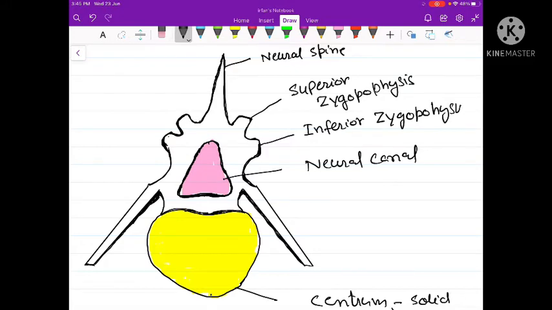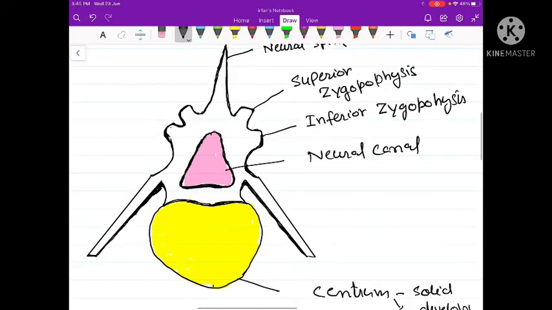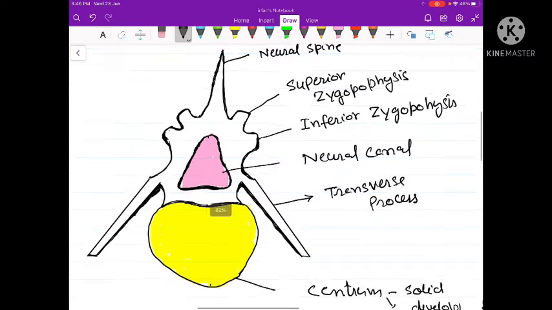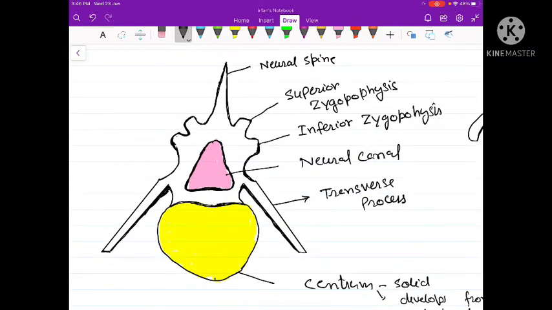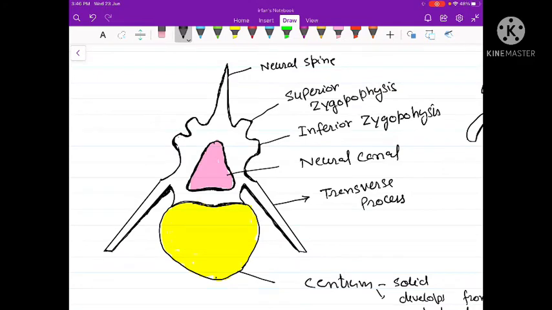And finally, we have one pair of transverse processes, one along the right side and another along the left side. So these 3 processes are bilaterally arranged. This is the transverse process. So each typical vertebra has 7 processes surrounding the neural canal, and it has a solid part called the centrum. So this is the top view of a typical vertebra.